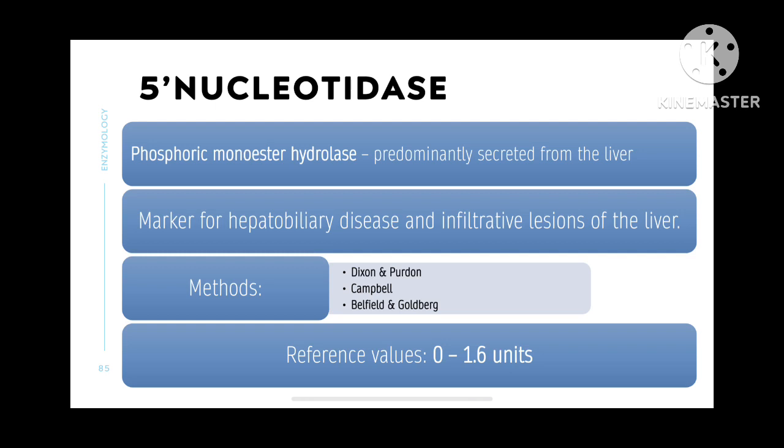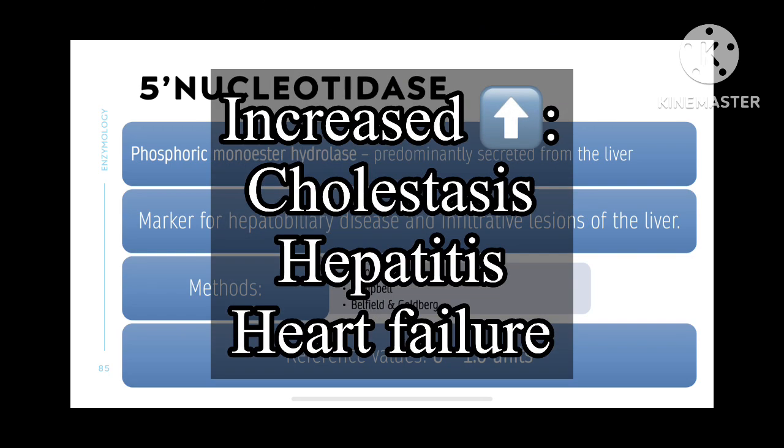5-nucleotidase is found primarily in the intestine, in the brain, in the heart, even in the pancreas. The reference range would be from 0 to 1.6 units. Greater than normal levels may indicate flow of bile from the liver which is blocked. So that's cholestasis, the flow of bile from the liver because it's blocked.